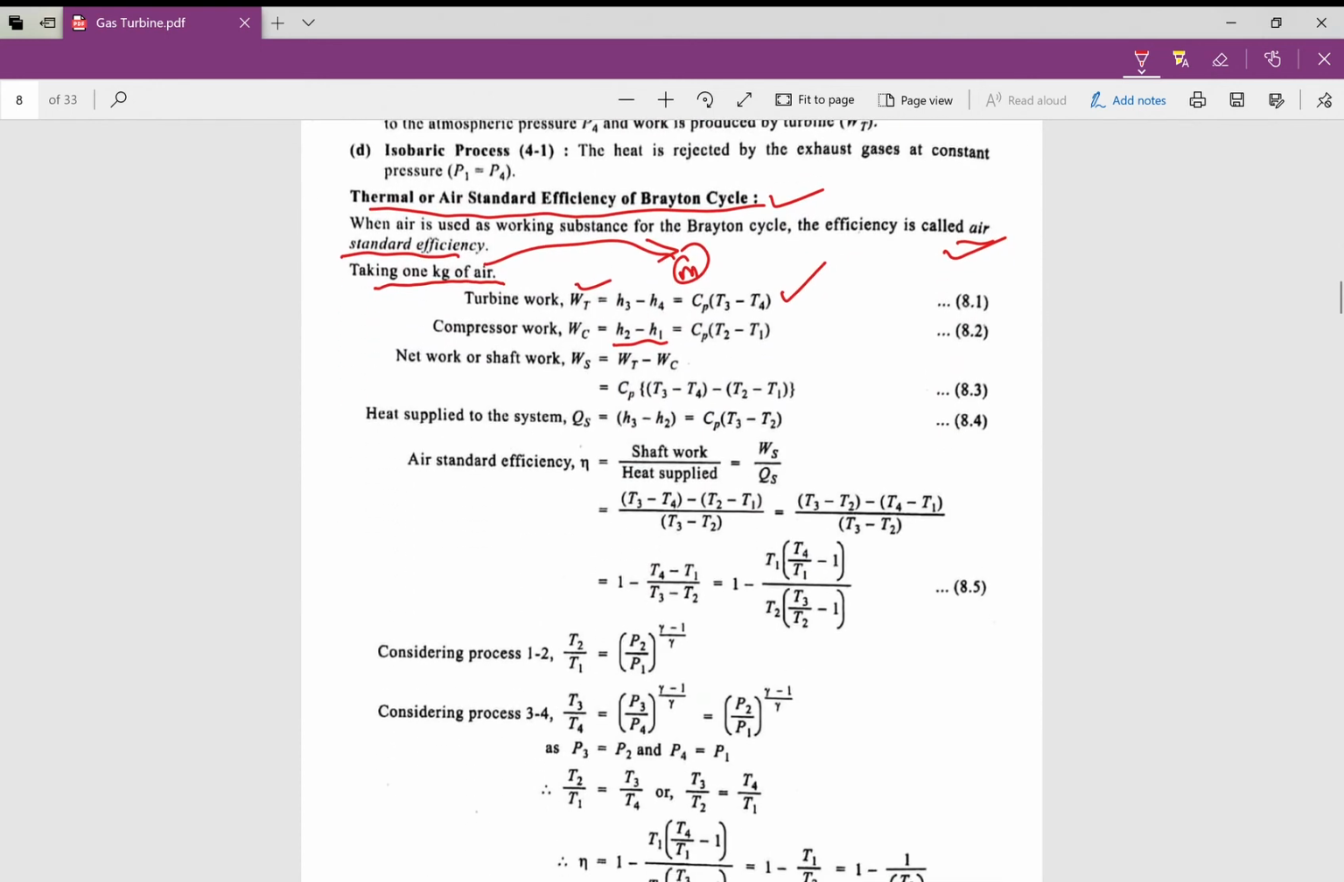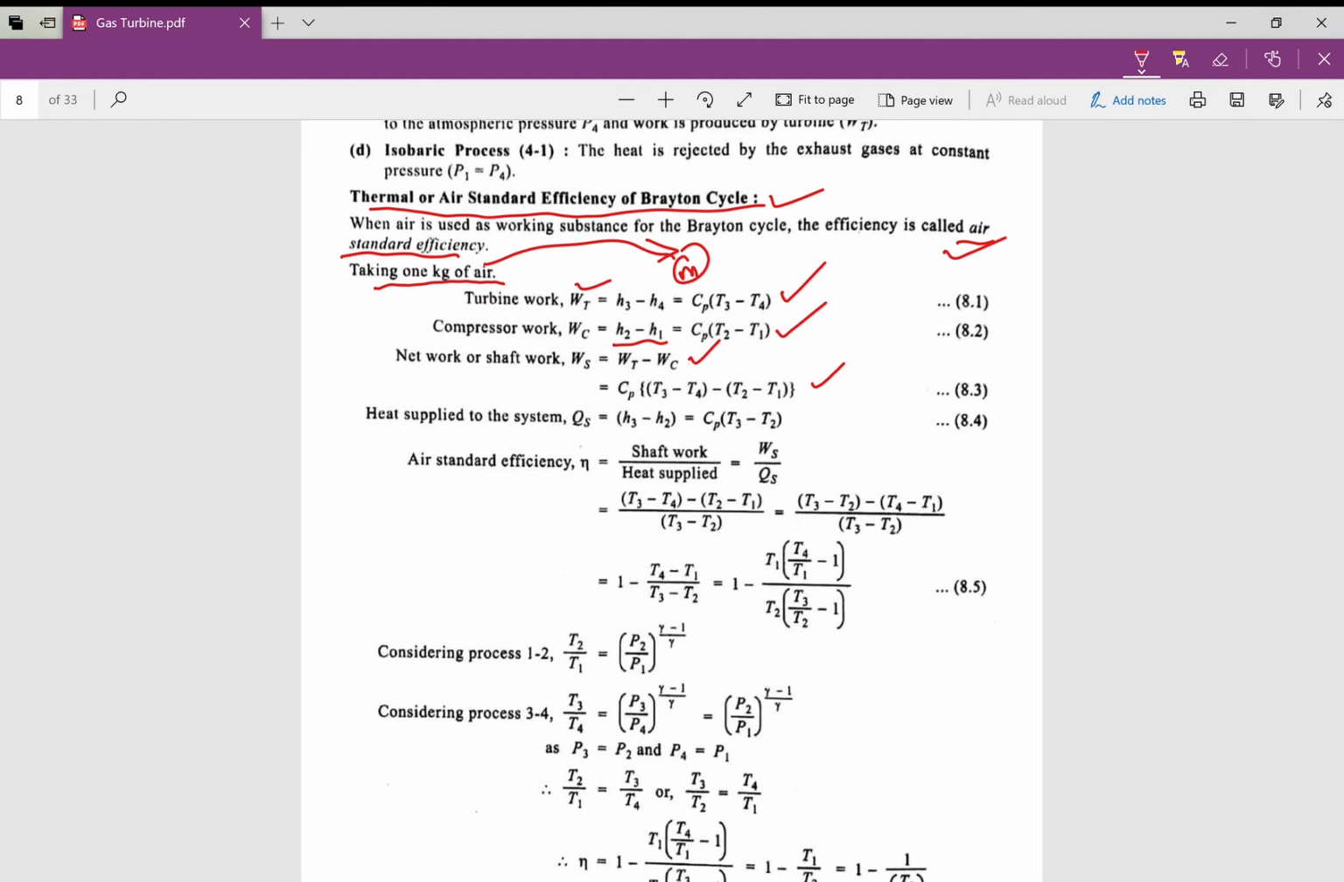So now compressor work is Cp (T2 minus T1). So we have the turbine work and the compressor work, so net work would be turbine work minus compressor work. Cp is taken out common.